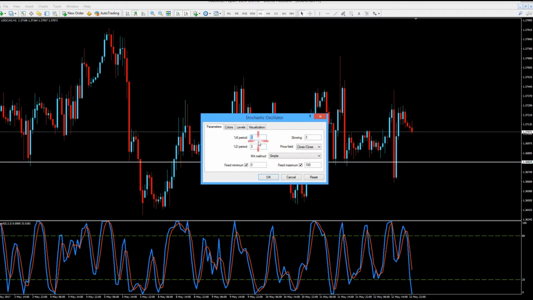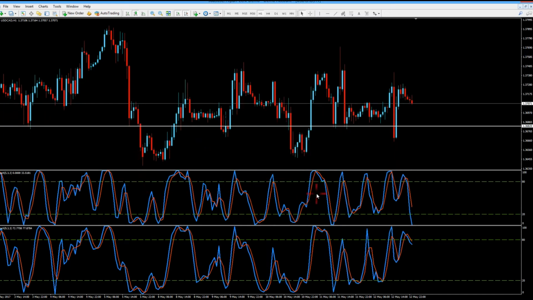It's pretty standard, and you can use higher. Some traders like to use 9-3-3. If you look at it here, we have two. The 5-3-3, you see it's more noisy, so you have to be more careful. The 9-3-3 gives you fewer signals, less noise, as you can see. But I like the 5-3-3.